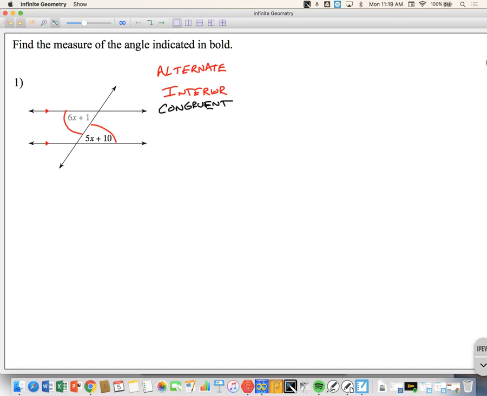Because we know they're congruent and they are equal to each other, we can write ourselves an equation. We can simply say that this angle, 6x plus 1, is equal to this angle, 5x plus 10. Once we write that equation based on their equivalency and that they're congruent, we can go ahead and solve.